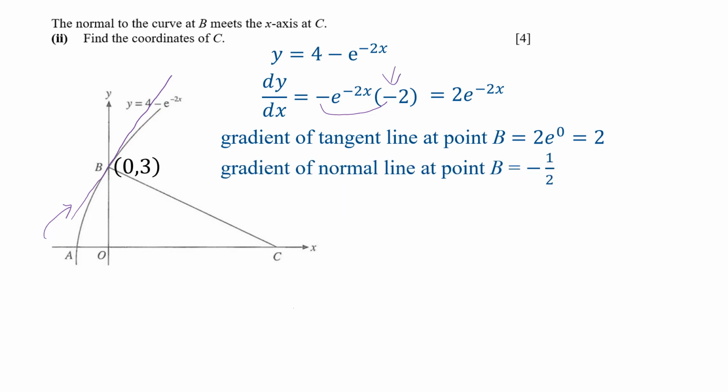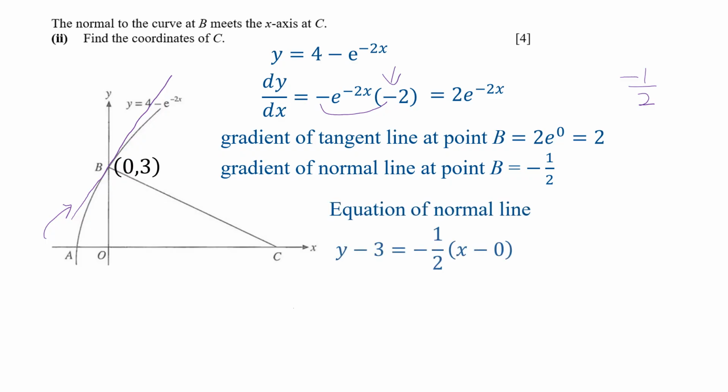And therefore, the gradient of normal line will be negative 1 because tangent and normal multiplied together gives you negative 1, right? So gradient of normal line will be negative 1 divided by gradient of the tangent line. So negative half. To find equations of any straight line, remember this formula. What formula am I referring to? y minus y1 equals to gradient times x minus x1. So your x1, y1 is the point that you know, which is 0, 3. And of course, your gradient is negative half.